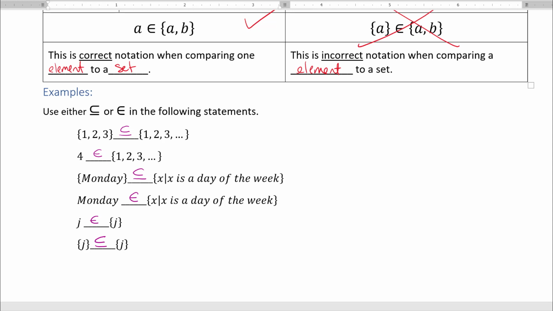Okay, so you're really focusing on if the first one has braces, then it's a set, and then you need to use subset or proper subset notation. If you are comparing something without braces, then that's an element, and then you have to use the element of notation.